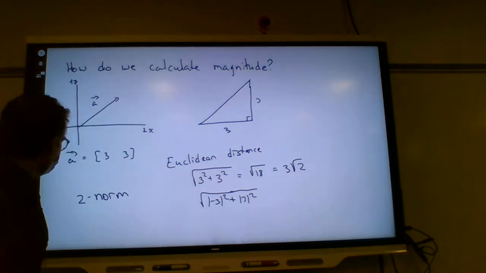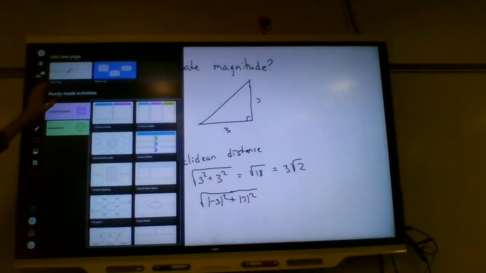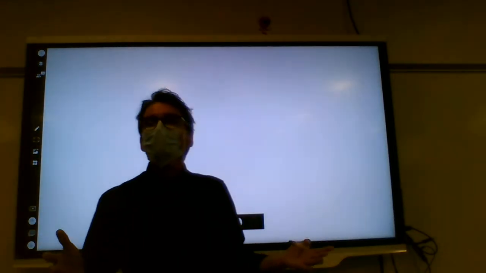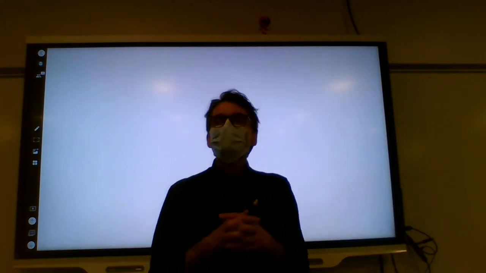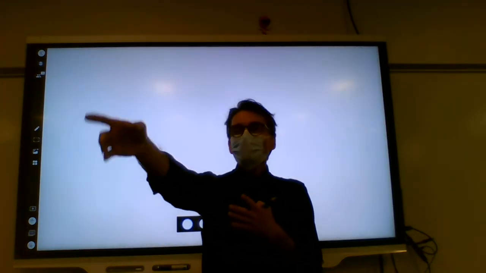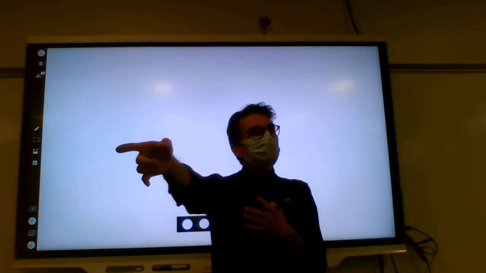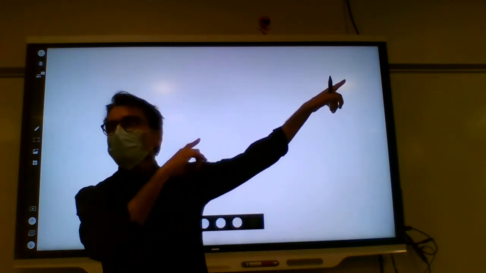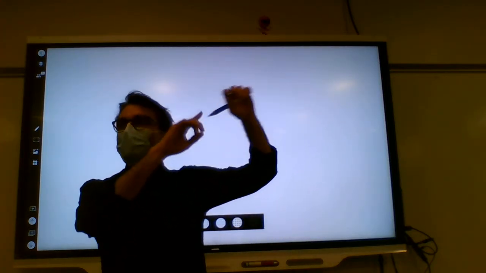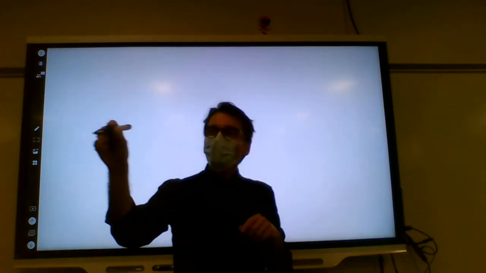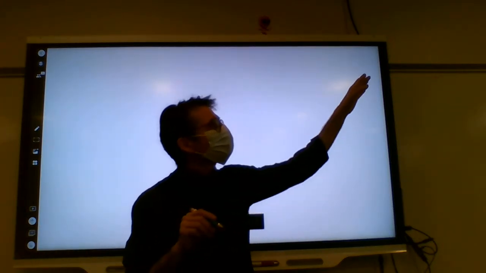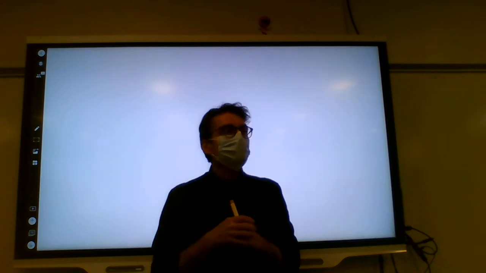All right, so let's think about a 3-dimensional version of that. We're in this room, and let's think about calculating the distance from the corner back there at the floor to the corner up here at the ceiling. So let's see if we can figure out how far it is from the back corner at the bottom to the front corner at the top.